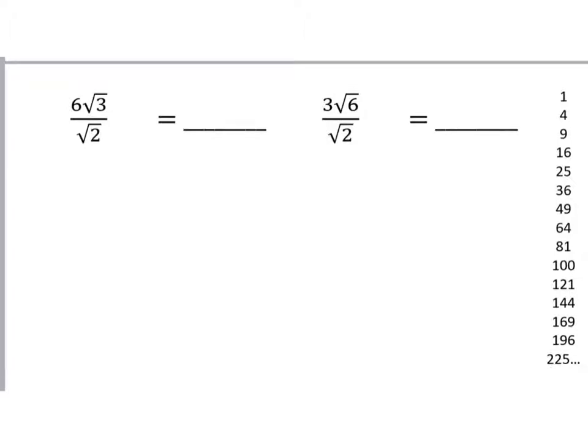6 square roots of 3 over the square root of 2. What's the first thing I want to do? Multiply by the square root of 2. Where? Numerator and denominator. Square root of 2 over the square root of 2. 6 square roots of 3 times the square root of 2 is 6 square roots of 6. What's in my denominator? 2. Then I look at my square root. Can I simplify the square root of 6? No. What about 6 over 2? Yes. What is 6 divided by 2? 3. So 3 square roots of 6.